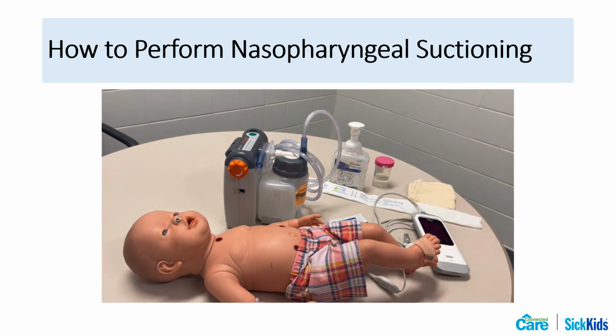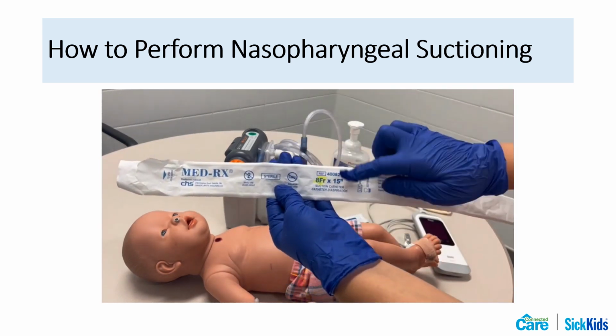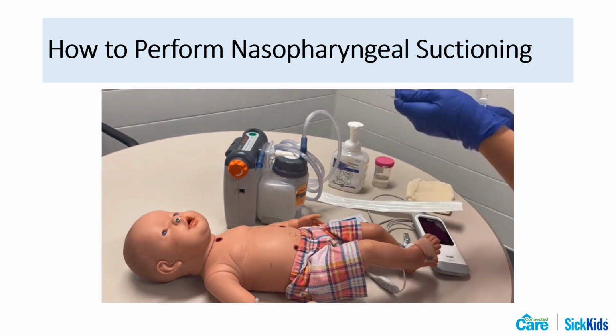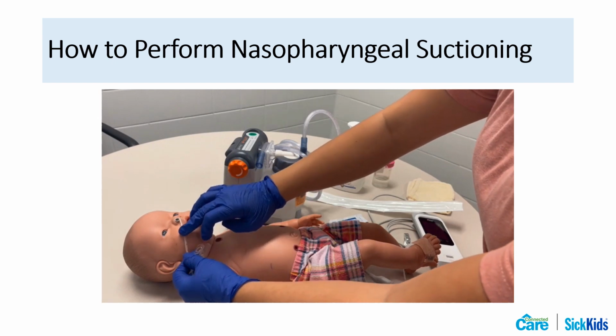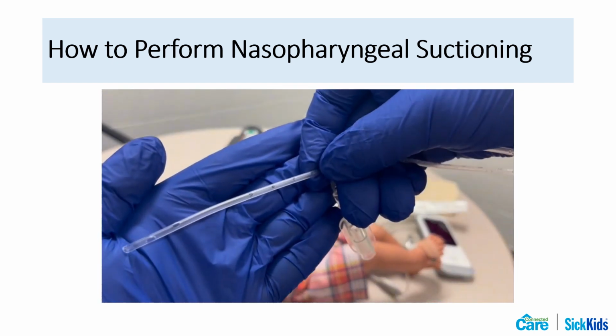In this demonstration, we are using an 8 French suction catheter for nasopharyngeal suctioning. Make sure the child is in a comfortable position, either lying or sitting. Nasopharyngeal or NP measurement is from the corner of the nostril to the bottom of the adjacent earlobe, which in this case is 8 centimeters.